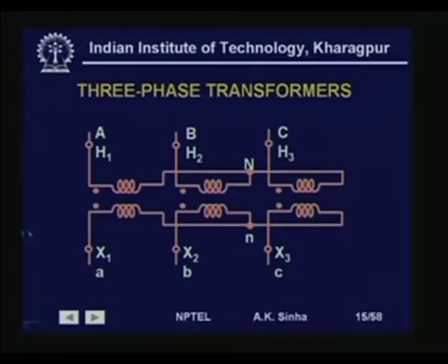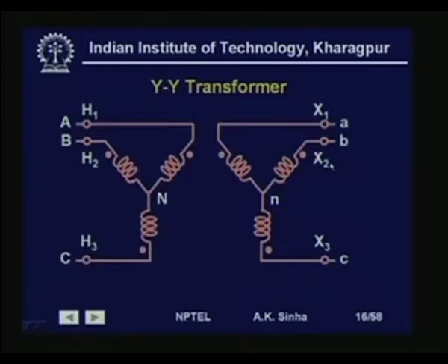Like here we have shown, this is connected as a star, and this is also connected as a star. So, we have a star-star transformer. This is a bank of 3 single-phase transformers, one transformer here, another transformer here, and the other one here, and we have connected them as a star-star transformer, which on a circuit will look like this.